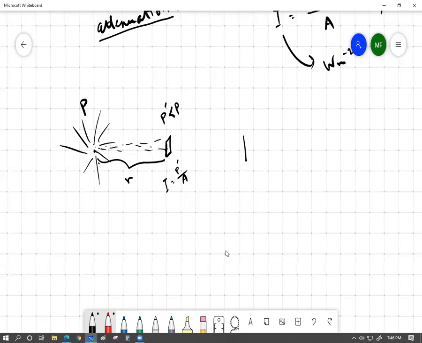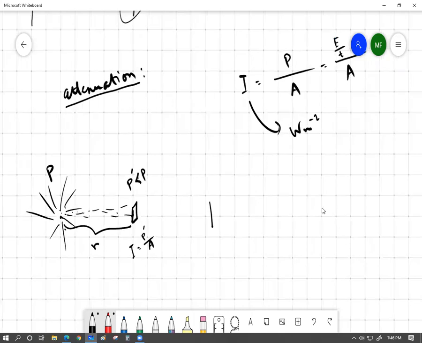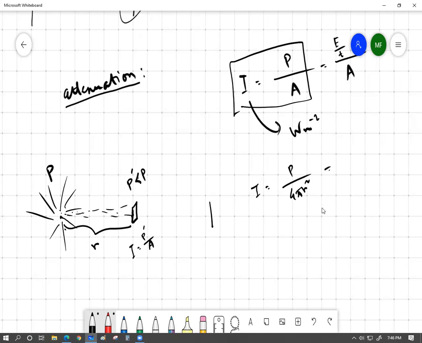Now, one thing that I need all of you to understand is this idea of intensity given by area, which can be further simplified like this: I equals P divided by 4 pi r squared. 4 pi r squared is the area of a sphere, which ultimately leads to the inverse square law. Power unit is watt, area is meter squared. This is the unit of the intensity, watt per meter squared.